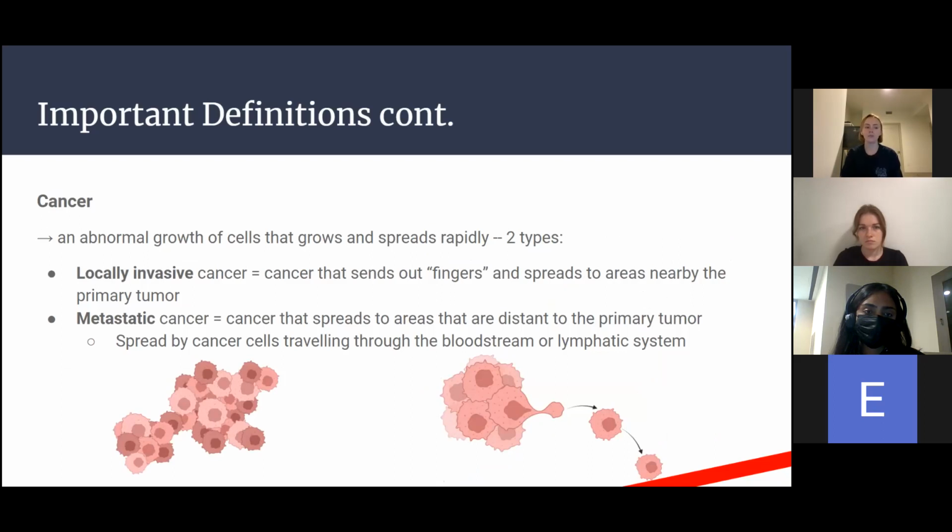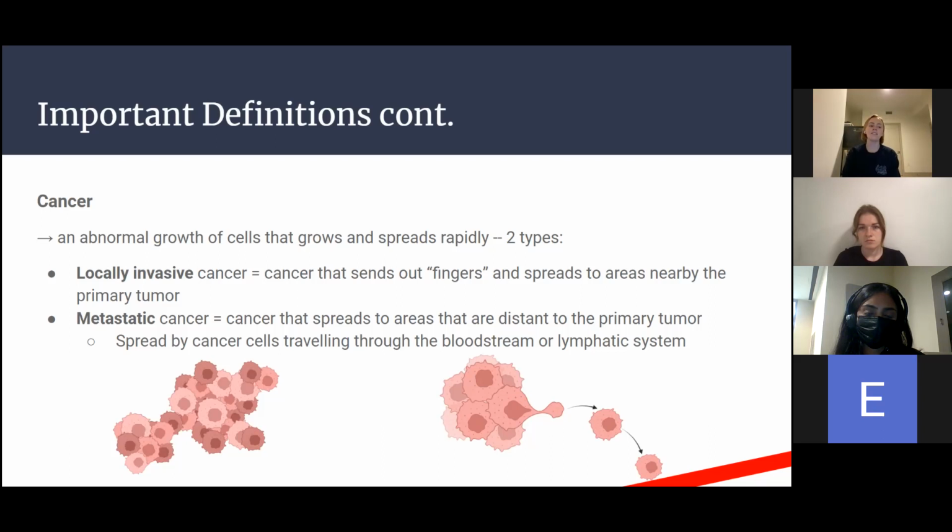There are two types. There's locally invasive cancer. That's the cancer that sends out those fingers we were just talking about, like you can see in the bottom left. It spreads to areas around the original tumor, but it doesn't really spread to distant parts of the body. This is what brain tumors do. They spread within your brain. Maybe it starts in your frontal lobe and gets back into your occipital lobe somehow, but your brain tumor is not going to move to your heart or your lungs.